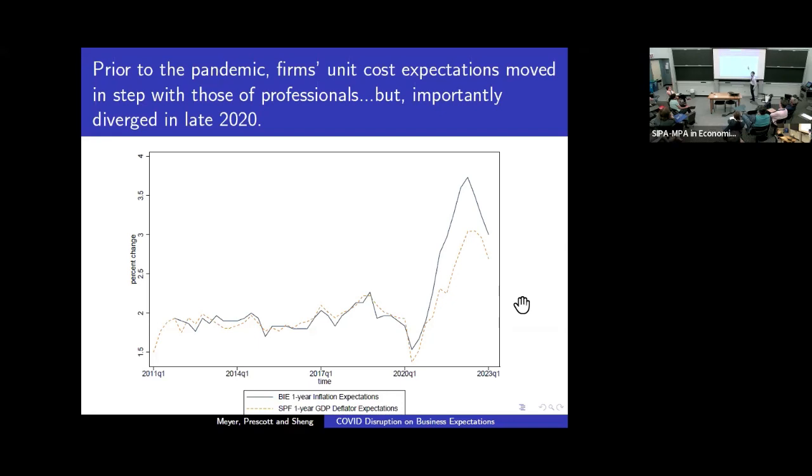Okay, it's very visible in late 2021. So again, the information from the BAE panel, unit cost expectations, gives us a unique signal about the inflation rate going forward.